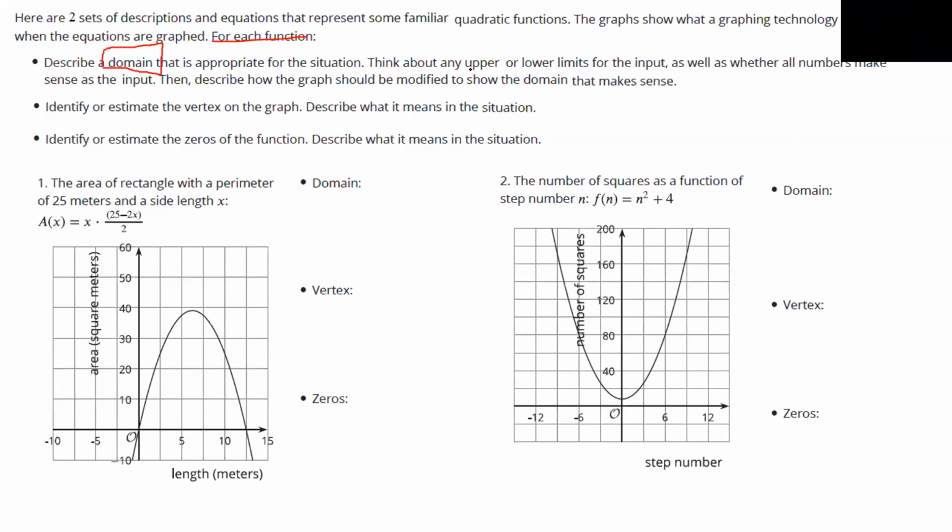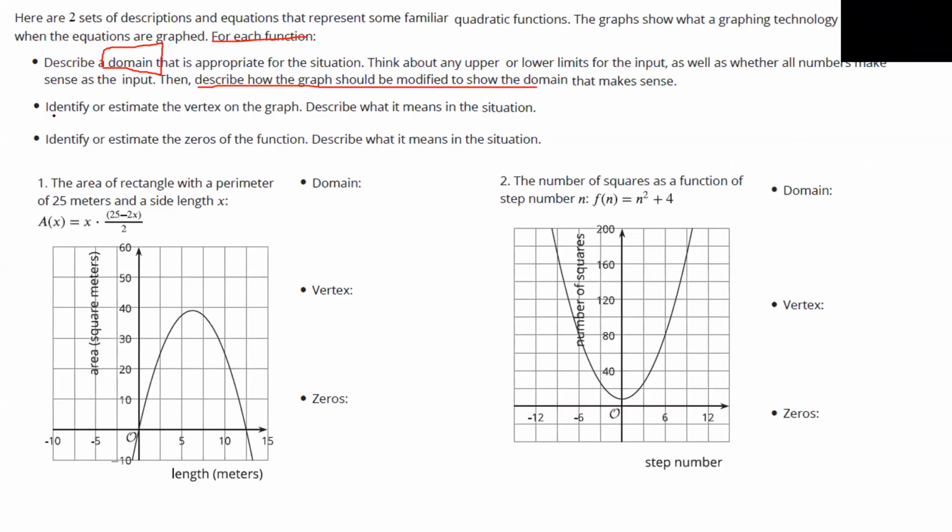And then it says, think about any upper or lower limits for the input, as well as whether the numbers make sense as the input. And then it also says, then describe how the graph would be modified to show the domain that makes sense. So they want you to list out the domain and they want you to explain how the domain makes sense for this scenario.